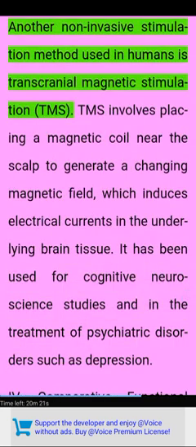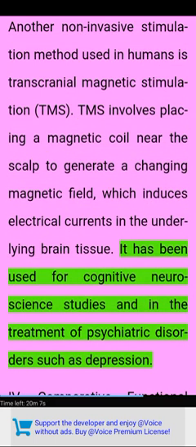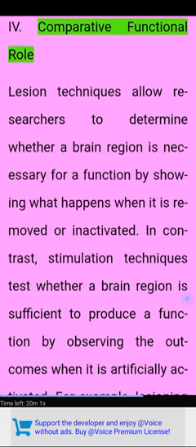Another non-invasive stimulation method used in humans is transcranial magnetic stimulation, TMS. TMS involves placing a magnetic coil near the scalp to generate a changing magnetic field, which induces electrical currents in the underlying brain tissue. It has been used for cognitive neuroscience studies and in the treatment of psychiatric disorders such as depression. IV. Comparative functional role.